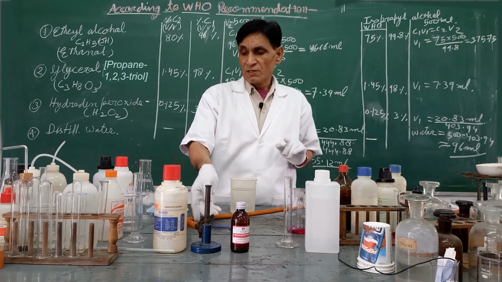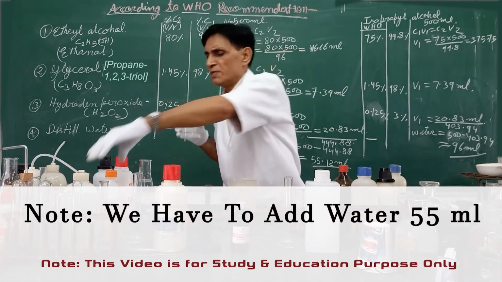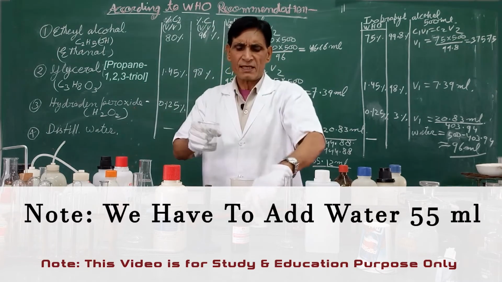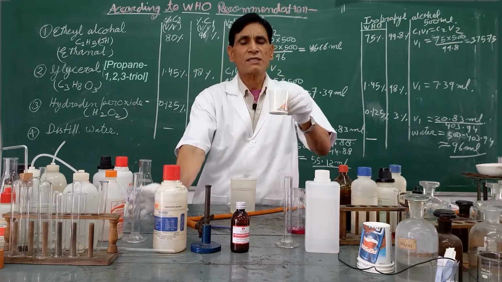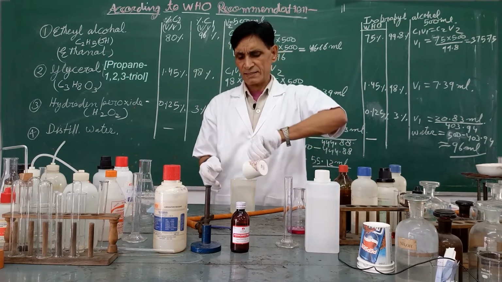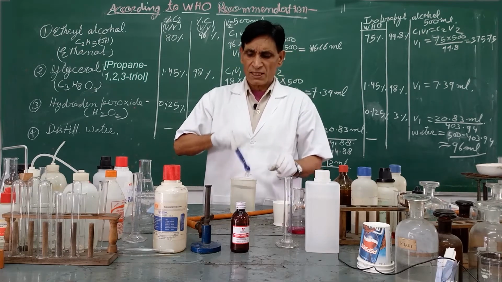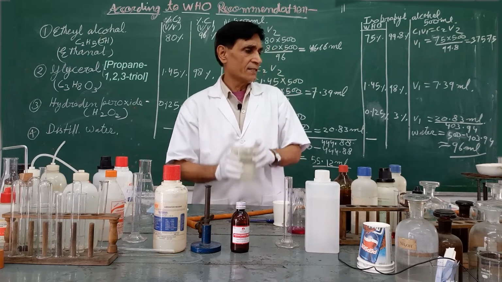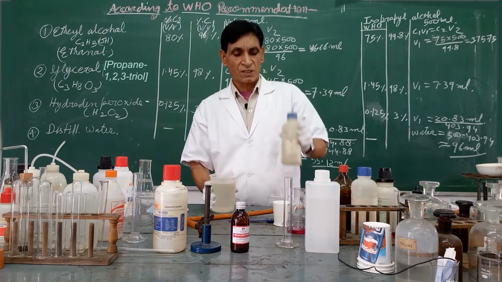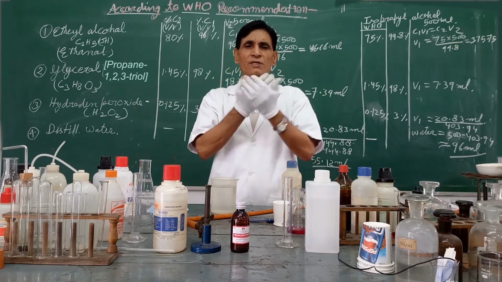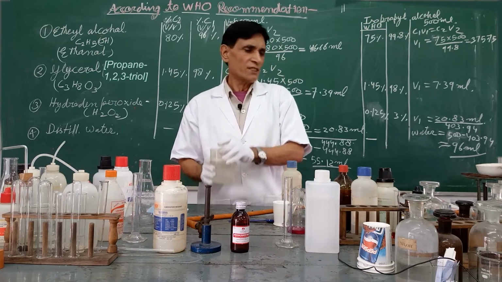Remaining water, 55 milliliter. How will you measure 55 milliliter? Take half of this cup of distilled water or boiled cold water and add it there. Now your half liter of alcohol based hand sanitizer is ready. You store it in plastic containers like that, and use a small amount at home, in the market, or in your office, wherever you are.